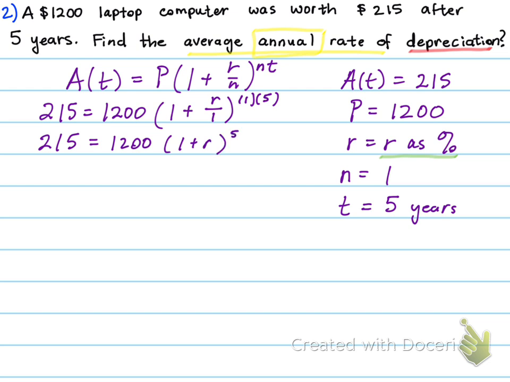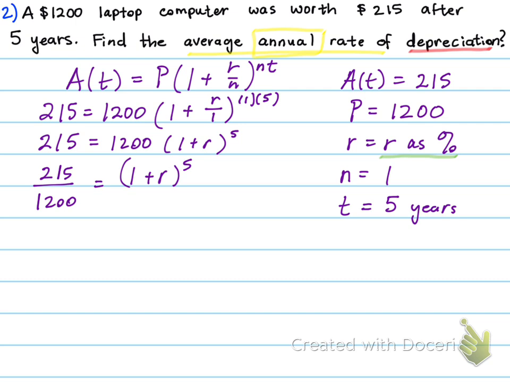To get the R by itself, PEMDAS matters, so I have to reverse some operations. So I'm going to reverse the multiplication first by dividing. So I'm going to start with 215 divided by 1,200 is equal to 1 plus R to the 5th power. So I'm going to grab my calculator, and I'm not going to type any of this in until the very end. This is where students start plugging in numbers, and then they round decimals, and that's not what we want because we want the actual rate.